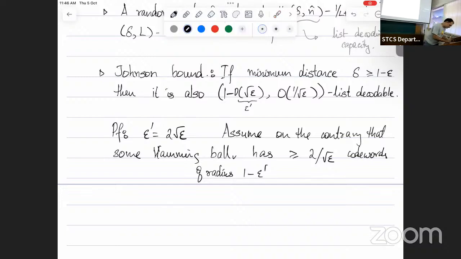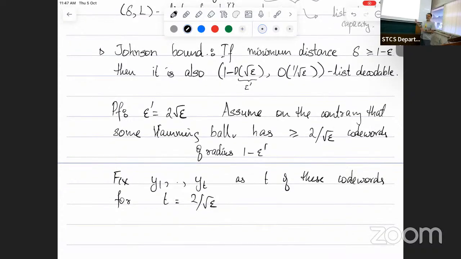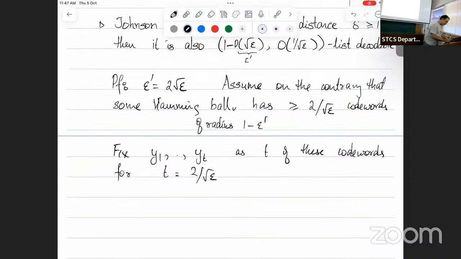Okay. So fix y1 through yt as t of these code words, where t is actually equal to 2 by square root epsilon. I should probably put floors and ceilings or something, but I am not doing that. Last time I just worked with a large T and suddenly there was a negative number showing up, which bothered me in the end. So anyway, now let's do the same thing.